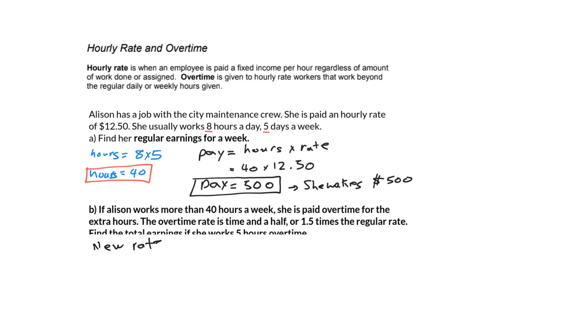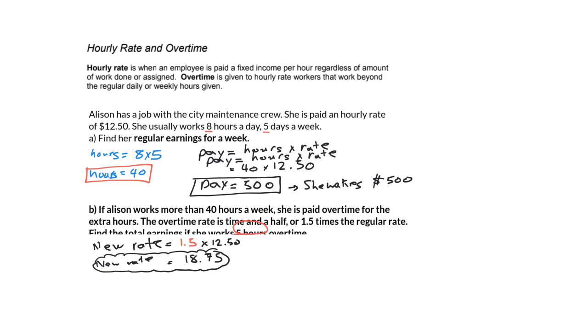So the new rate is going to be, remember it was time and a half. So we're going to take 1.5 and then we're going to times it by $12.50. And so we have our new rate being $18.75. So now, you remember what it said here. It said that there was 5 hours of overtime, right? So now that 5 hours of overtime, in order to figure out our new pay, we just have to follow what we did right here.